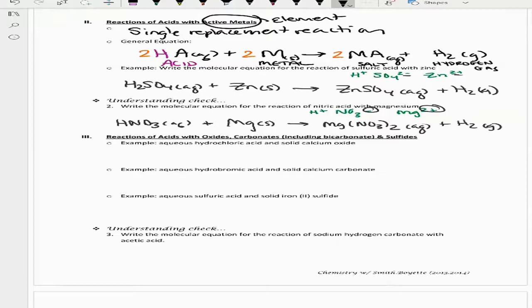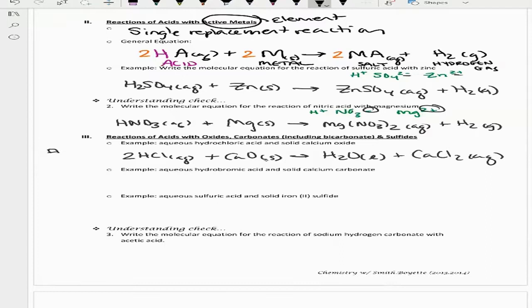Now we have another type of acid reaction with oxides, carbonates, and sulfides. And so I want you to practice writing out these solutions. Then I will put up the answers and you can identify what you missed.